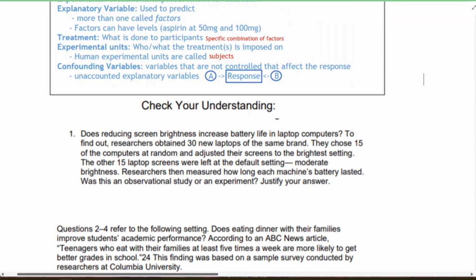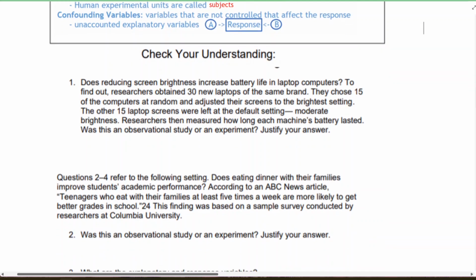Does reducing screen brightness increase battery life in a laptop computer? To find out, researchers obtained 30 new laptops of the same brand. That's an instance of control. We have the same brand. 30 laptops, that's an instance of something called replication. We have many experimental units.